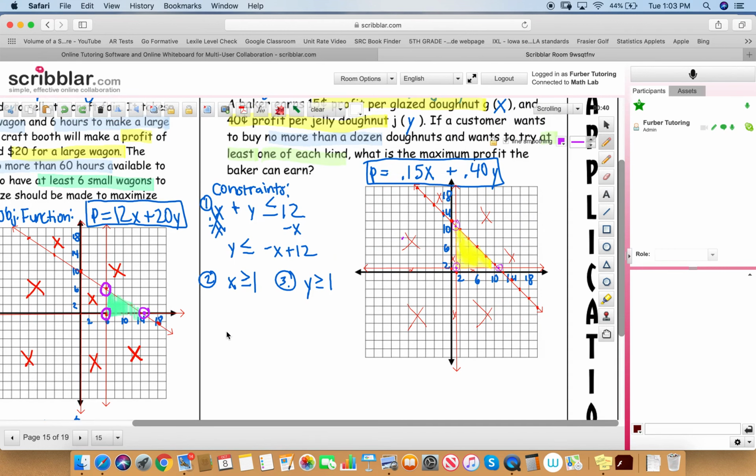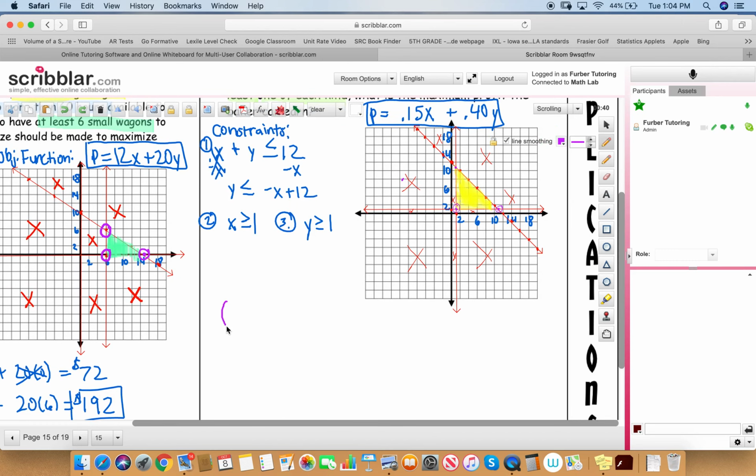And you'll notice I didn't do the restrictions on common sense that x has to be greater than 0 and y has to be greater than 0, because this did it for me. Not only do they have to be greater than 0, the customer wants at least one of each, okay? So I'm going to write my coordinates. This one right here looks to be (1, 1). This one right here would be (11, 1), because 12 is right here. So (11, 1). And then this one up there is (1, 11).